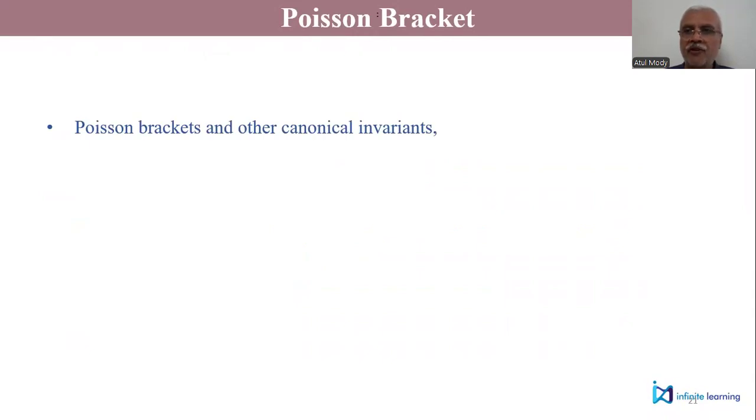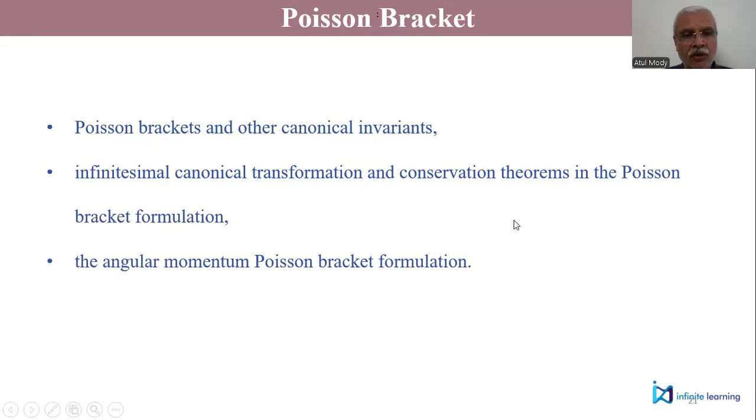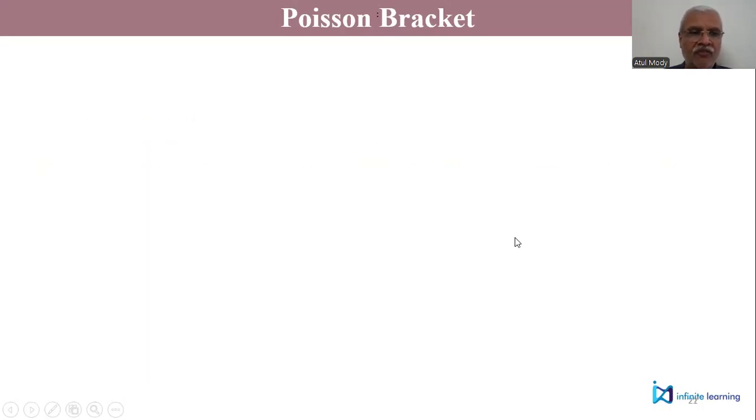This is the second video after canonical transformation, and we are going to talk about Poisson brackets and other canonical invariants. Then the infinitesimal canonical transformation and conservation theorems in the Poisson bracket formulation. Maybe exactly the infinitesimal part we may not discuss today. Then angular momentum, Poisson bracket formulation.